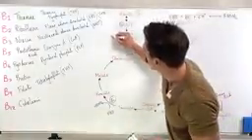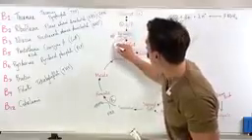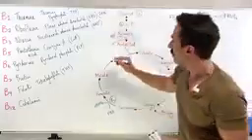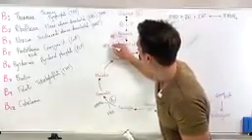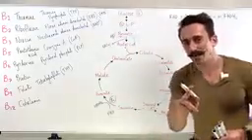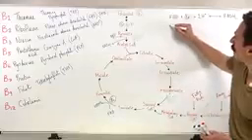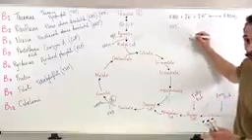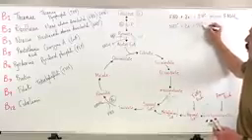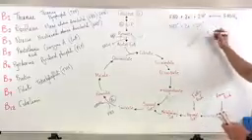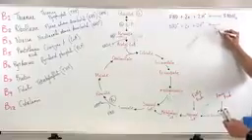NAD+ steals 2 hydrogens just like FAD does, and forms NADH. But what it releases is a spare hydrogen. Let's draw it up. NAD+ takes 2 electrons and 2 hydrogens, but one of those hydrogens it spits off. So it throws away a hydrogen.